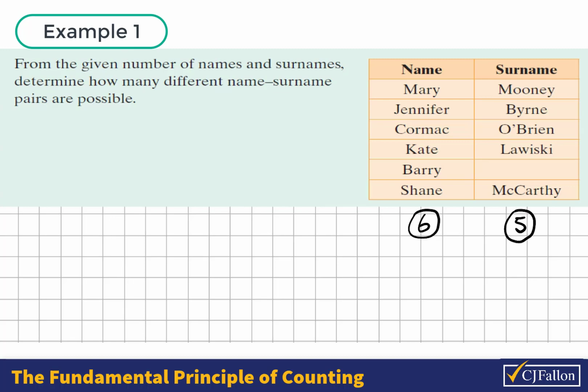So according to the fundamental principle of counting, our number of options would be 6 times 5, which is equal to 30. So there's 30 different names you could make out of this. So you could have like Mary Mooney, Mary Byrne, Mary O'Brien, Kate McCarthy, etc. So 30 is the answer.